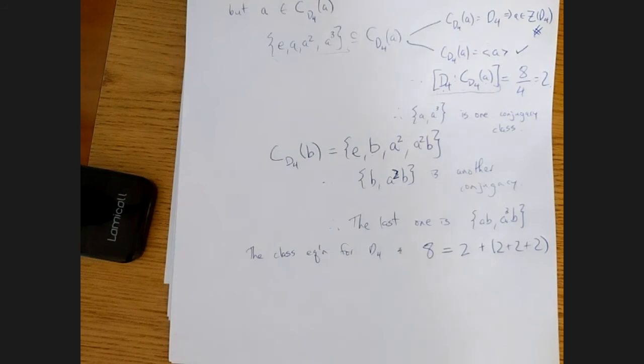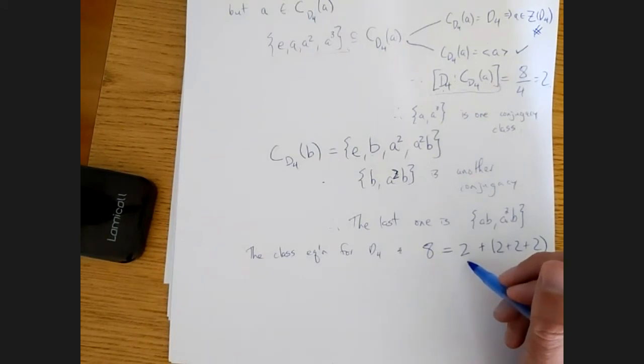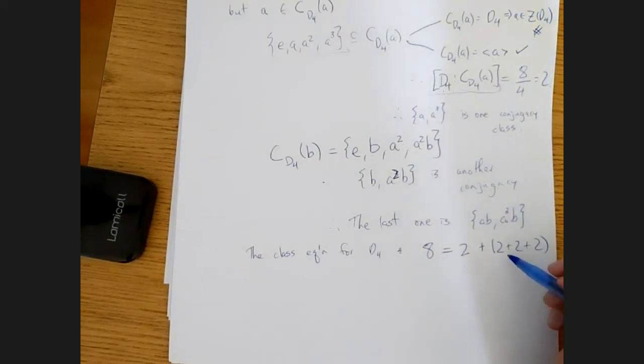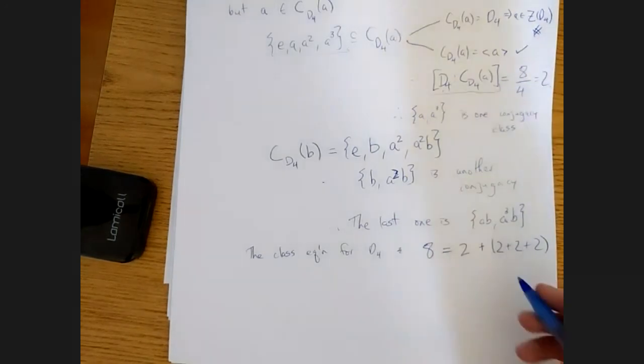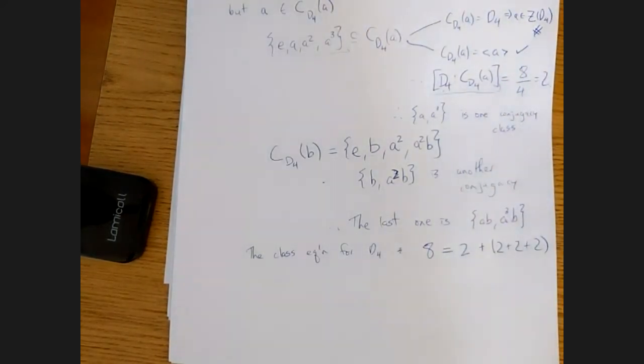When we say write down the class equation for a group, we just mean find the number of elements in the center and find the size of each conjugacy class, and then just write this equation like that. That's all. So that is it for me today.